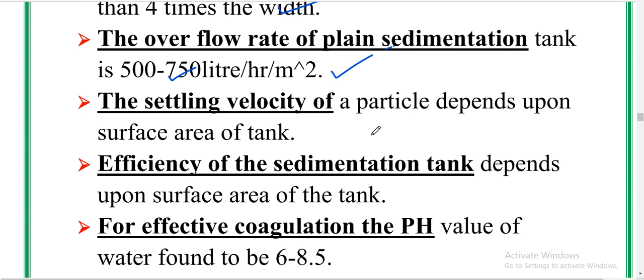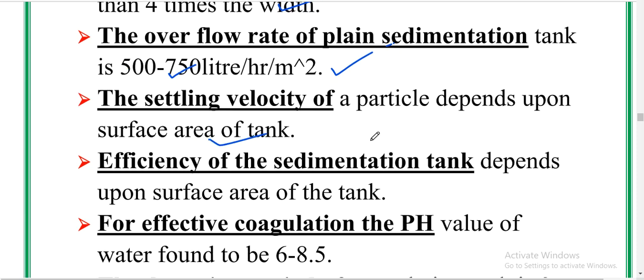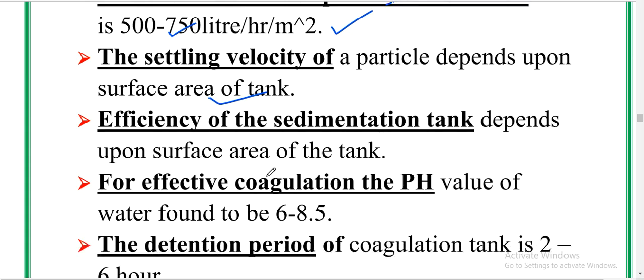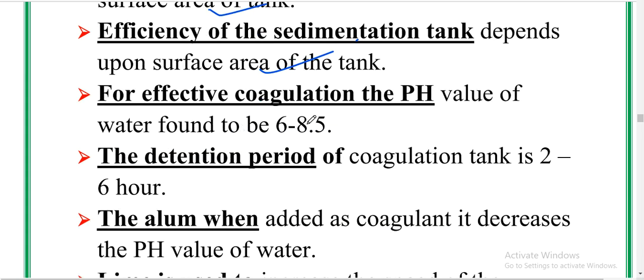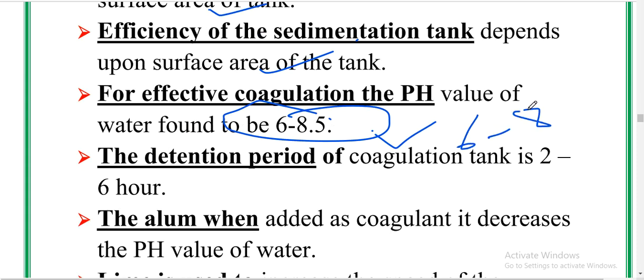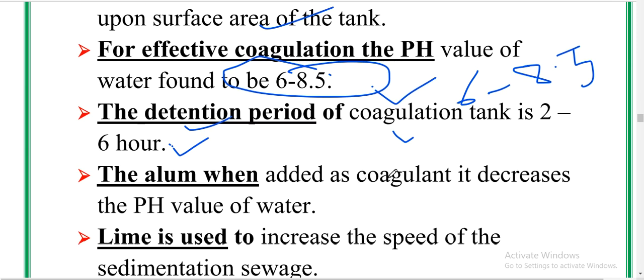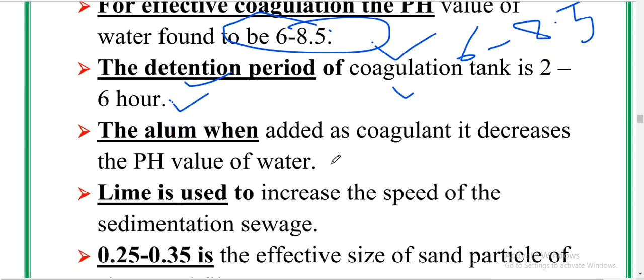The settling velocity of a particle depends upon the surface area of the tank. Efficiency of the sedimentation tanks depends upon the surface area of the tank obviously. For effective coagulation the pH value is found to be 6 to 8.5. For effective coagulation the pH value should be 6 to 8.5. The coagulation tank detention period is 2 to 6 hours. Okay, comment section, tell me the detention period for sedimentation tank. Okay, detention period for coagulation tank is 2 to 6 hours.